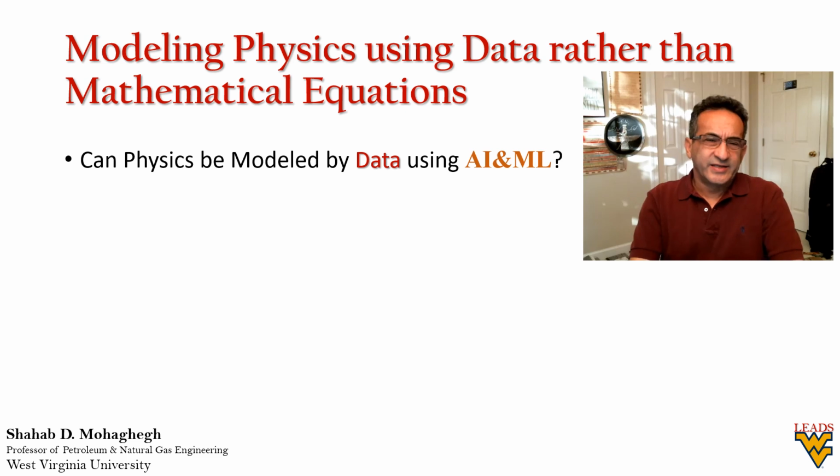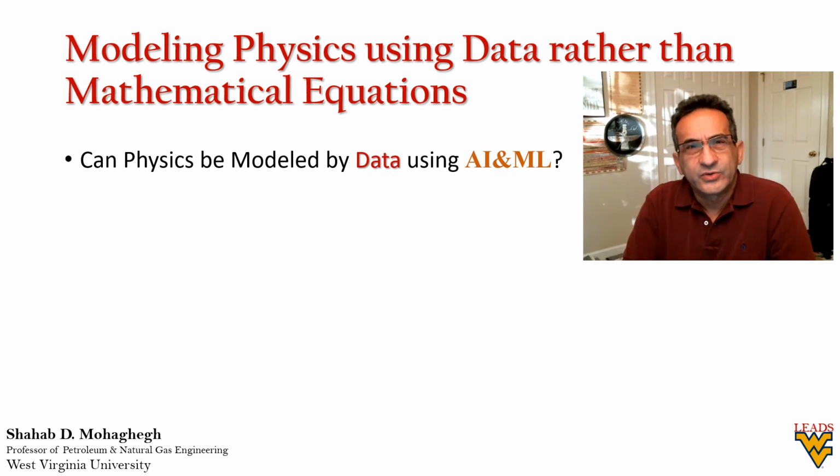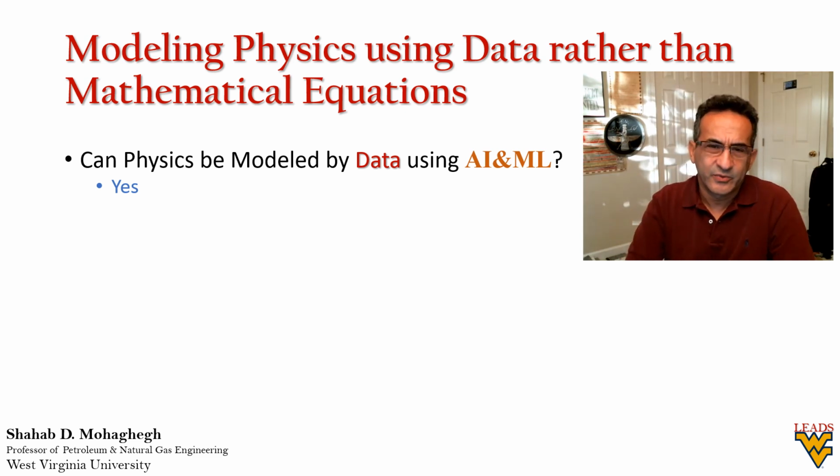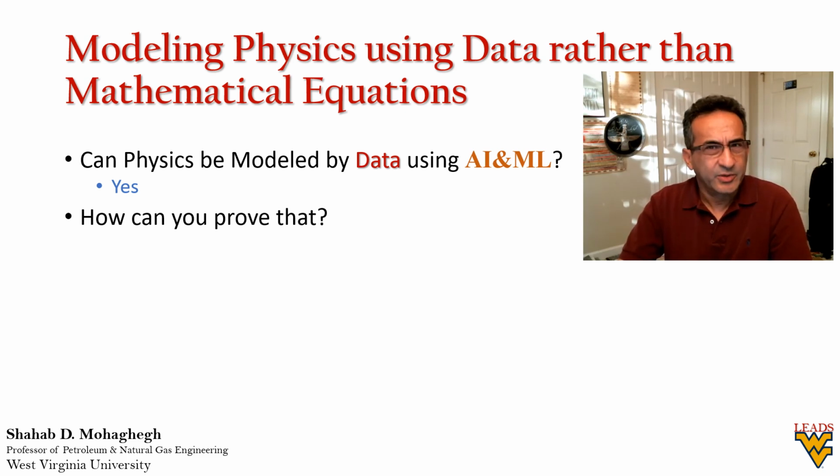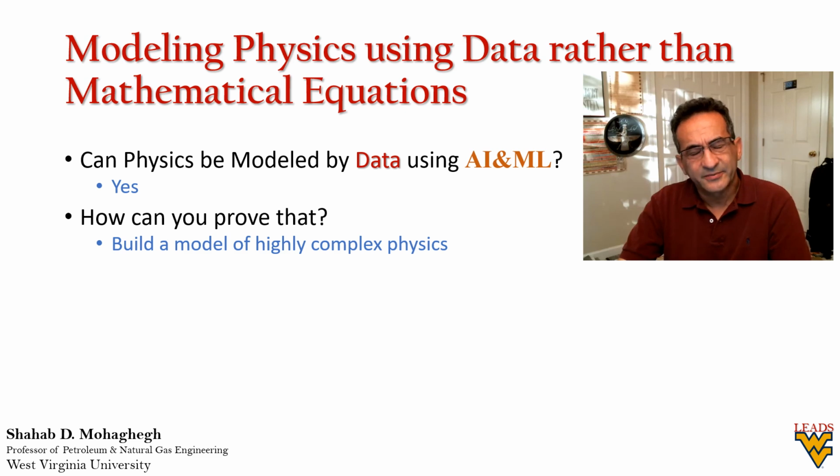So can physics be modeled by data using artificial intelligence and machine learning? Based on this conversation, I think we came to the conclusion that the answer is yes. But the question is, how can you prove that? A lot of people will say no to this answer, but how do you prove that physics can be modeled using data and AI and machine learning?